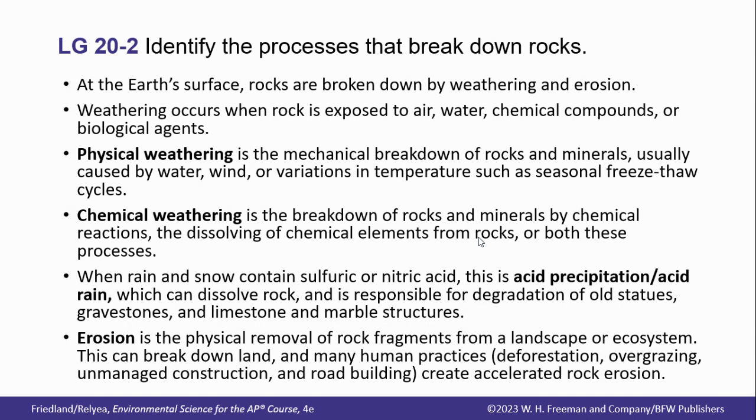and melting things. And then finally, erosion is the physical removal of rock fragments from landscapes or ecosystems. This can break down land. And many human practices, deforestation, overgrazing, unmanaged construction, and road building create accelerated rock erosion. Jeff City has a few quarries in it. So that would be an example of a human causing erosion, as well as deforestation and overgrazing.